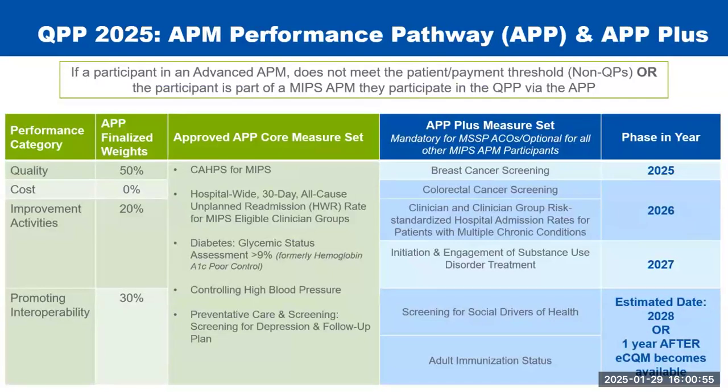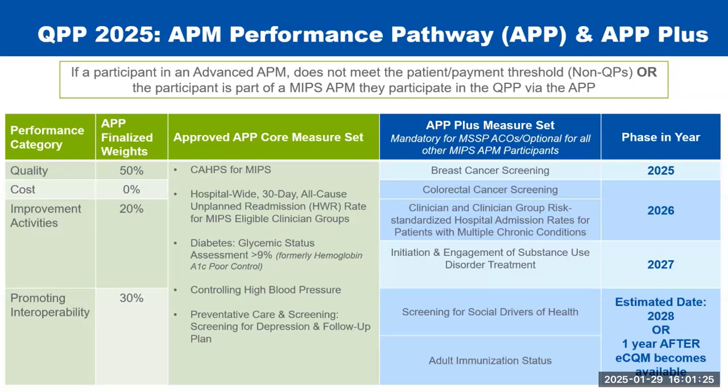Now to talk about the APM performance pathway. There have been a couple updates to this pathway in the 2025 final rule. CMS is actually expanding the APP measure set. They have created the APP Plus measure set. It takes the core measure set that you see on the left-hand side of the screen, and it adds these additional measures on the right-hand side highlighted in blue.